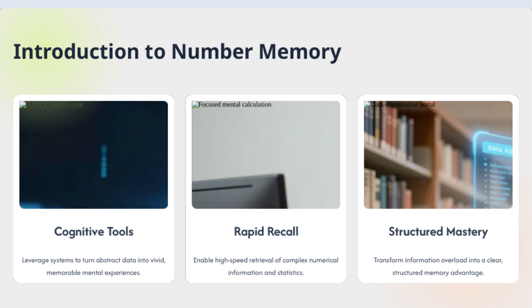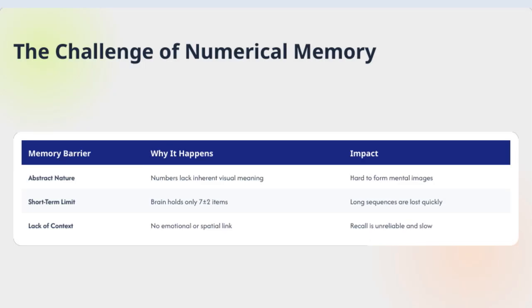This approach ties directly into the overall theme of optimizing how we handle information, turning data into a true memory advantage. Recall is often unreliable and slow, which can be frustrating when we're trying to remember information quickly. One of the main issues is that there's no emotional or spatial link to help us anchor memories, making them harder to retrieve. Without context, memories tend to be vague and fleeting, especially when dealing with long sequences of information. Our brains are also limited in what they can hold at one time, typically around 7 items, give or take 2, so short-term memory has its limits.